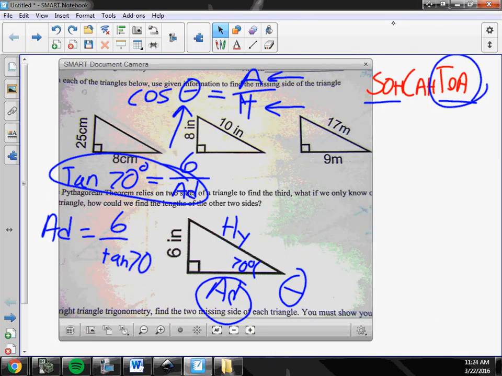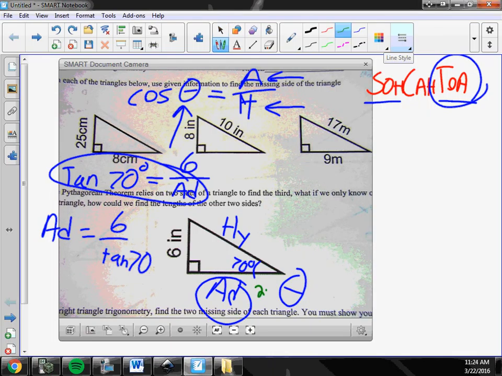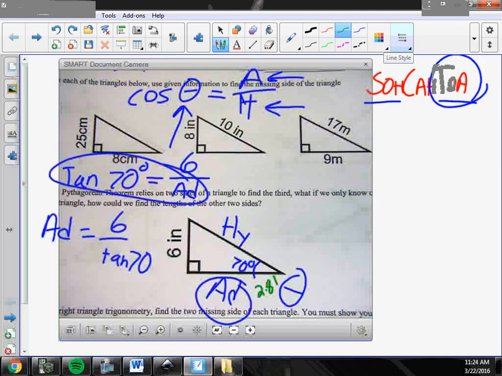It's not very big in comparison. But this length looks longer than 6. Don't trust the picture. This angle is 70, which means that angle is 20. So 70 is quite a bit different from 20, so the 2.8 should be a lot different than 6.